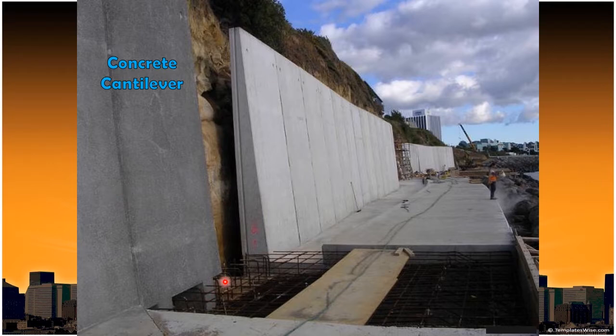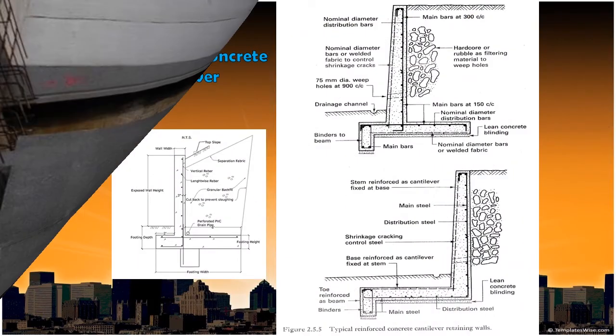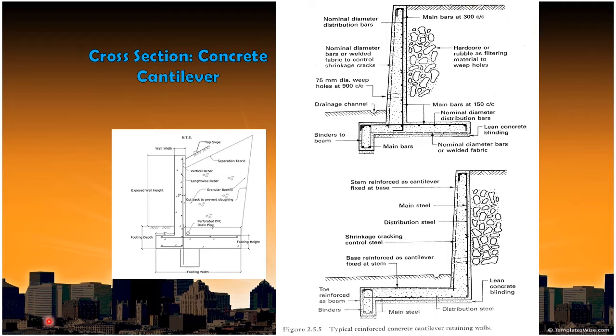These are photos of a concrete cantilever wall. This is the stem part and this is the slab base. This is the cross section of a concrete cantilever wall. As you can see, this is the vertical part, the stem. This is the base of the retaining wall, and this is the beam. And this is the hardcore or rubble as filtering material to weep holes. Lean concrete blinding is also provided, to at least protect the base from the soil below.